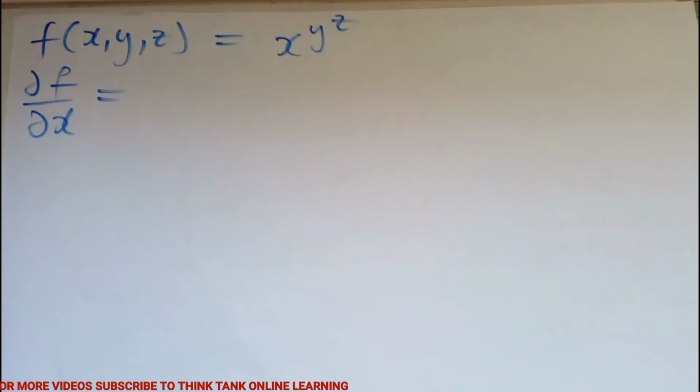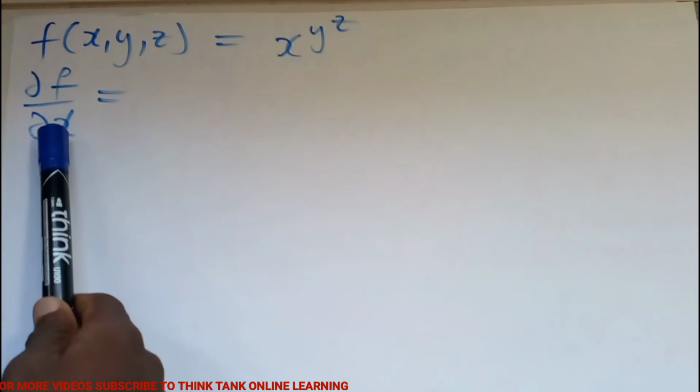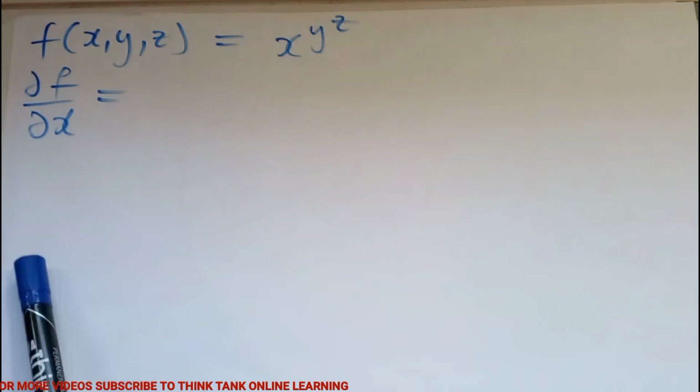So in this video, I want to find the first order partial derivatives of this function. First of all, we're going to find partial f, partial x, then partial f, partial y, and finally partial f, partial z. As for partial f, partial x, we're just going to treat this function.